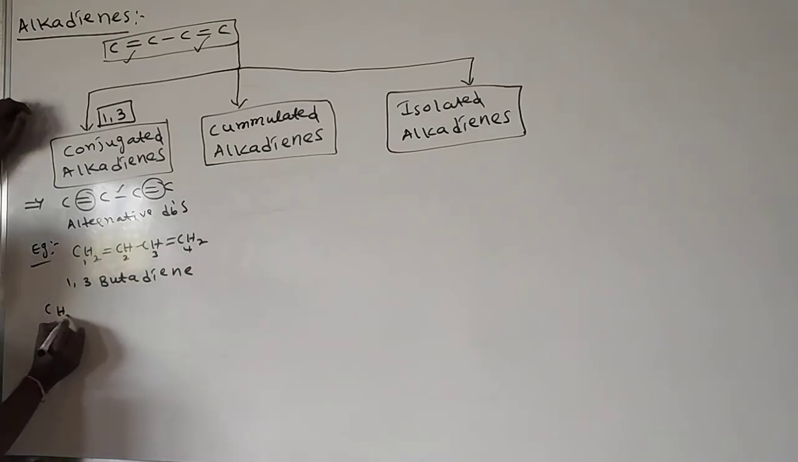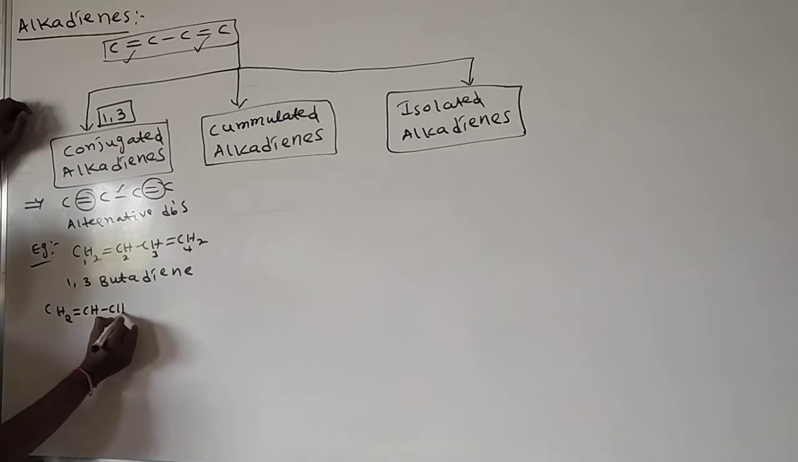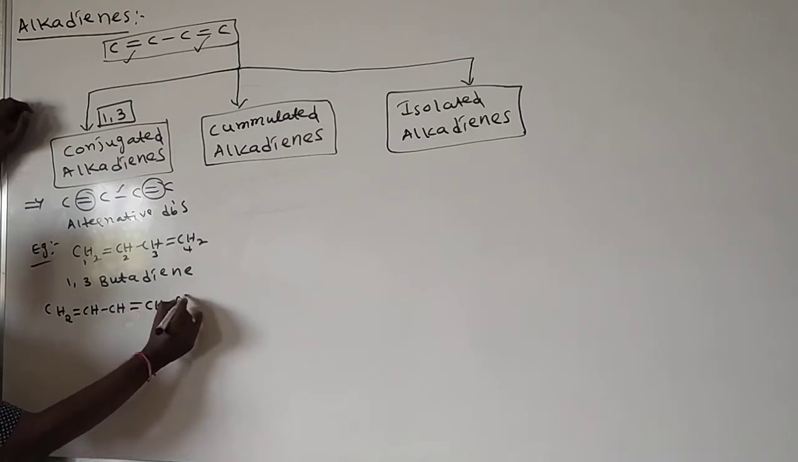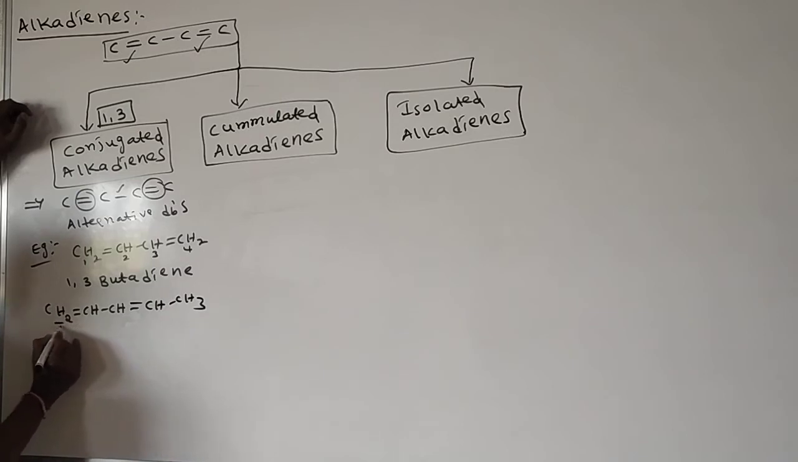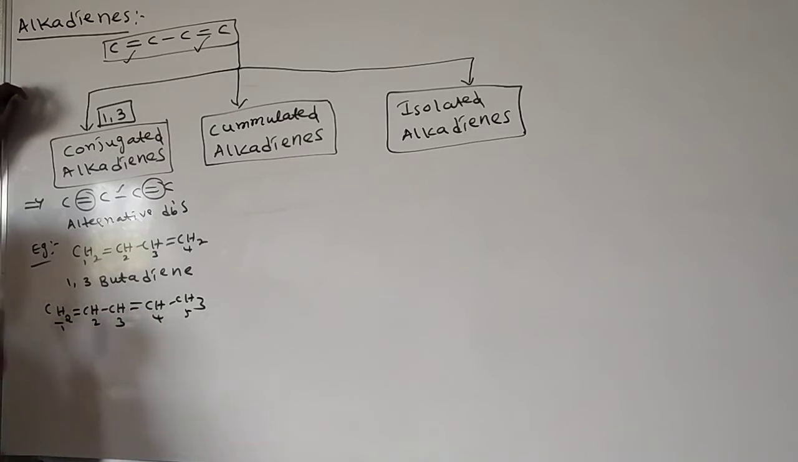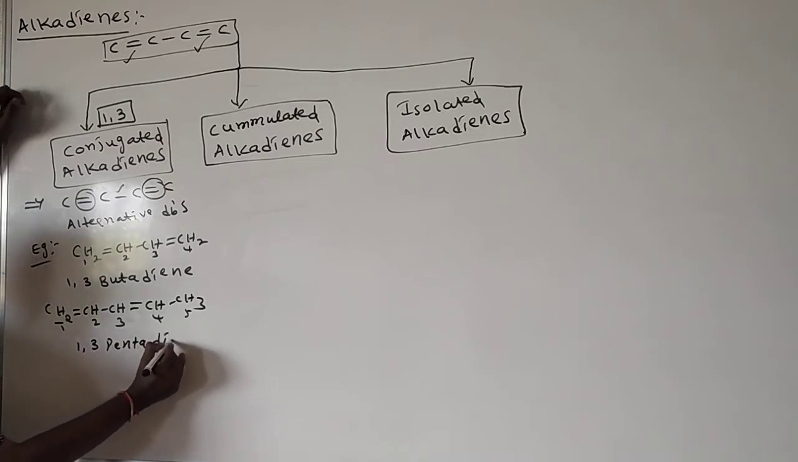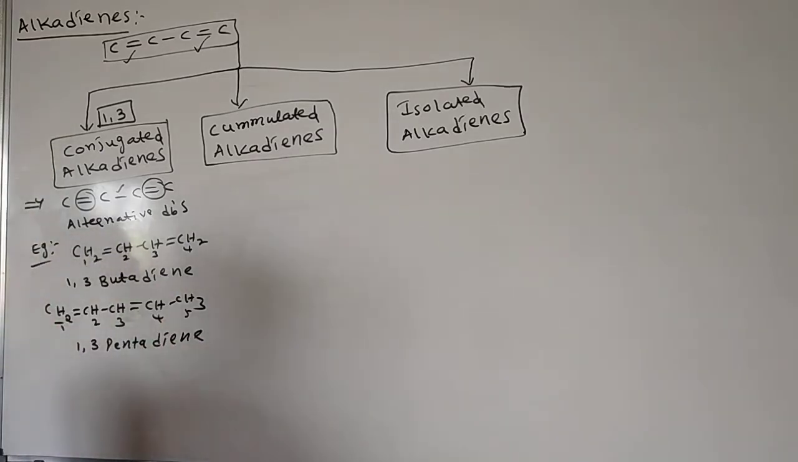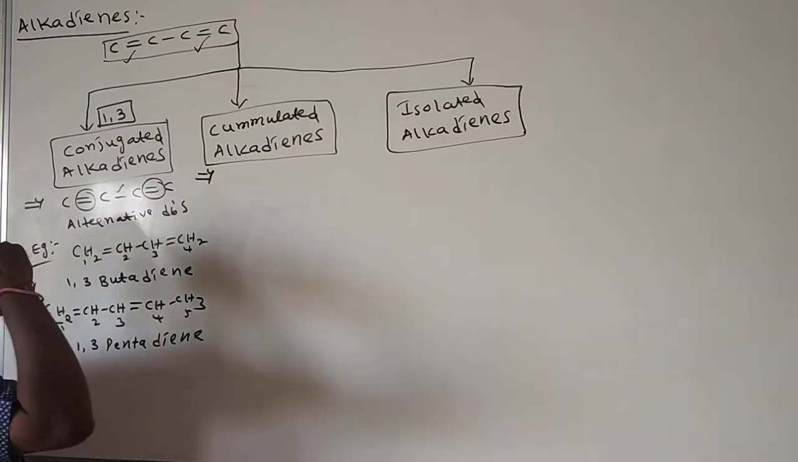Here I am taking one more example. CH2 double bond CH, CH double bond CH2, CH3. Here also first carbon, second carbon, third carbon, fourth carbon, fifth carbon. The first and second carbon, and the third carbon, have double bonds. We call this 1,3-pentadiene. This is also one of the conjugated alkadienes.